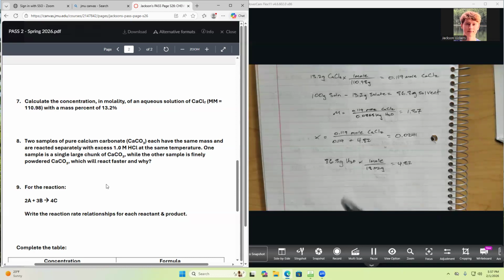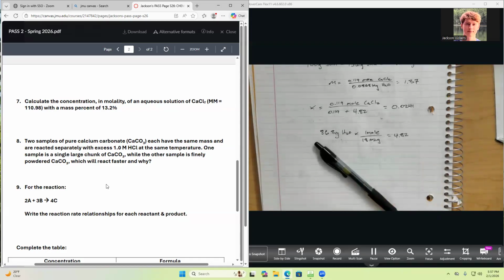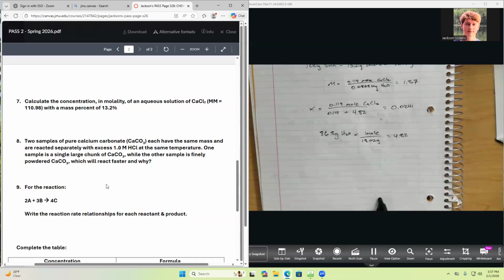Exactly. More collisions with the thing. Exactly. So as we go from one big block, the surface area is really only that outside 6 sides. But if we have a ton of little pieces, all of a sudden we have way more sides that we can deal with. So they're going to be making contact with the hydrochloric acid at a greater rate, and that's going to lead to a faster reaction. So having that down is also a good thing to know.